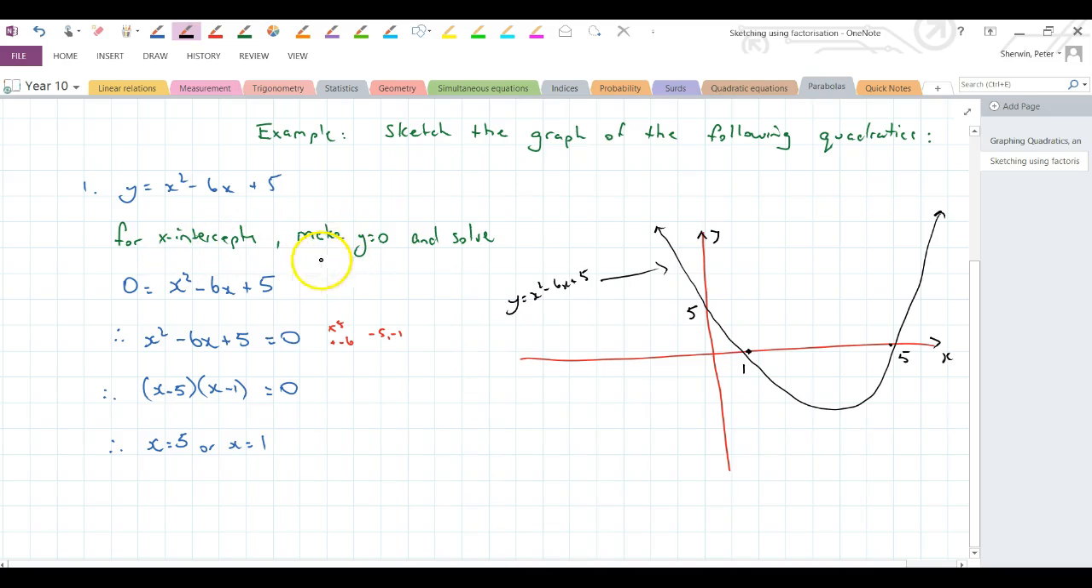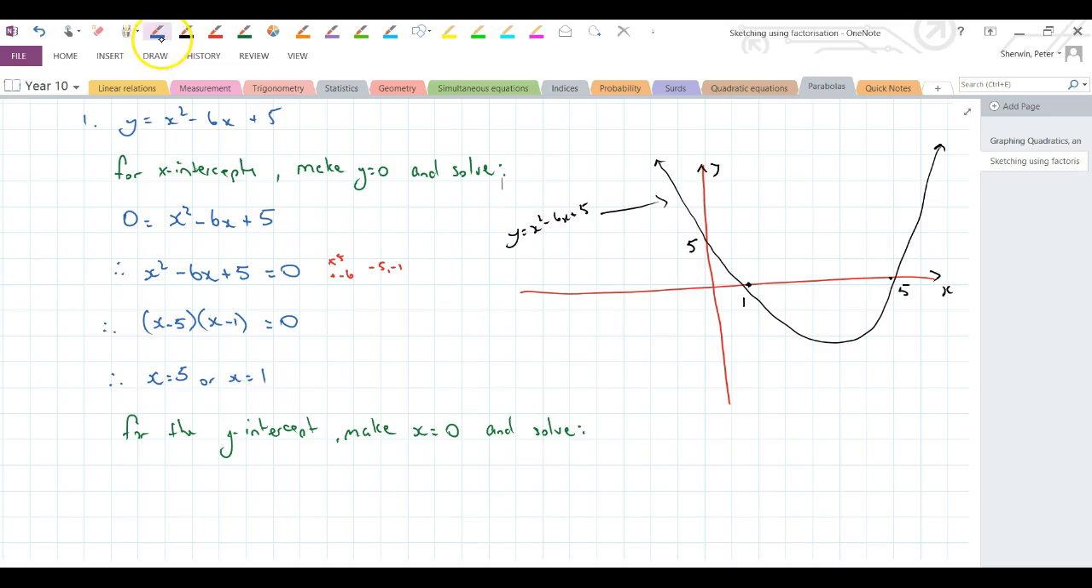For x-intercepts, that was quite a big deal because I had to go through and make y equal to 0 and solve for x. I've got to solve this quadratic equation. A few steps involved. But for the y-intercept, you make x equal to 0. I'll just write that out, but I'll pause while I do so. So go back to the equation now. For the y-intercept, make x equal to 0 and solve.